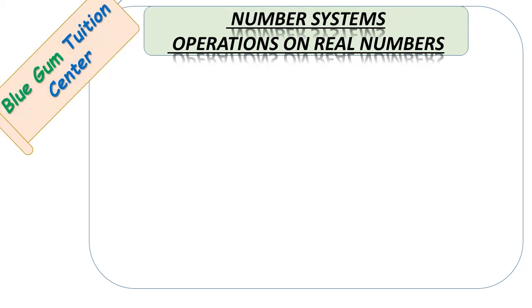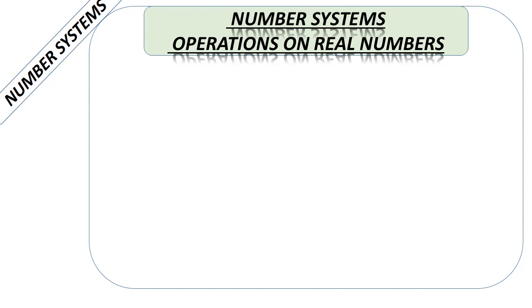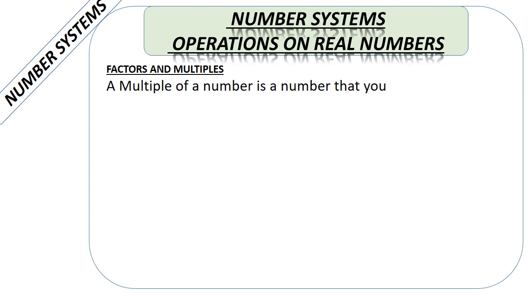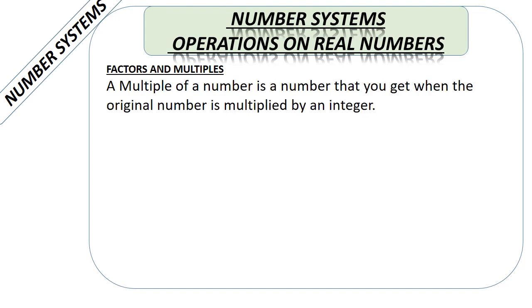So we're going to finalize this subtopic with multiples. What's a multiple? A multiple of a number is a number that you get when the original number is multiplied by an integer.